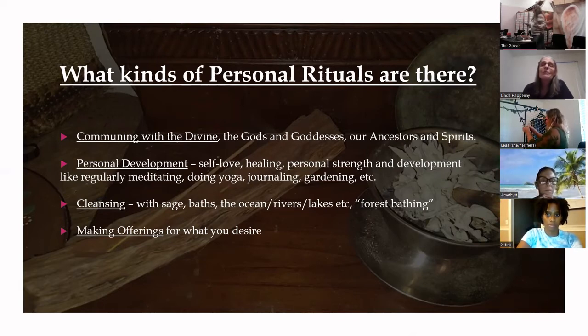If you can't love yourself and if you can't take care of yourself, it's very difficult to have the energy to help other people. So personal rituals are very important that way. Also things like personal strength. Right? I've done so many personal strength rituals, I can't even tell you. Also things like meditating regularly or doing yoga in a very sort of ritualistic fashion.